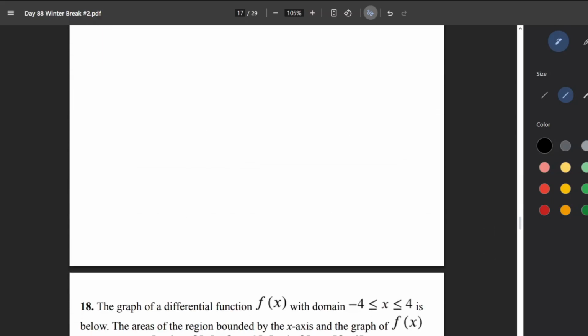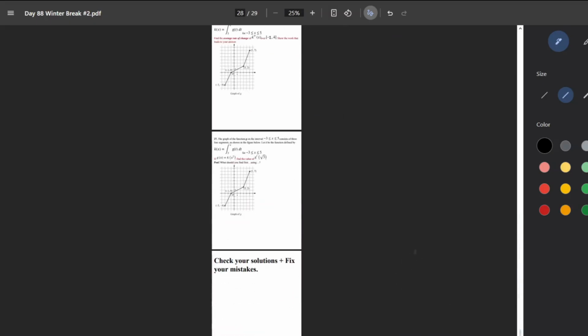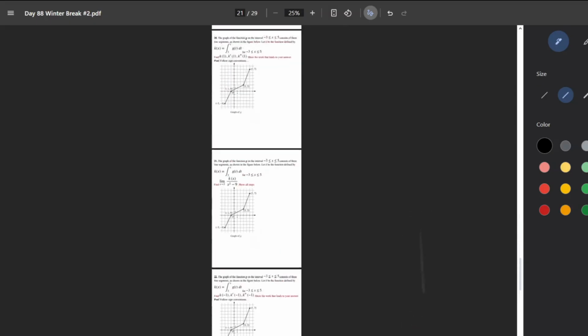Okay, blank page, nice. Okay, 11 more pages. Do we have extra credit? Basically 10 more pages.